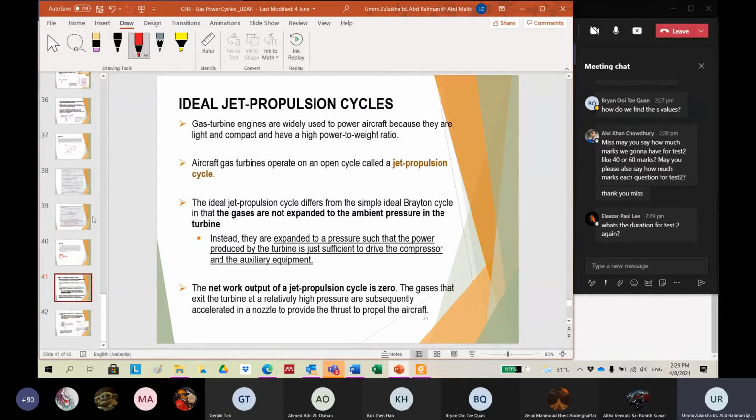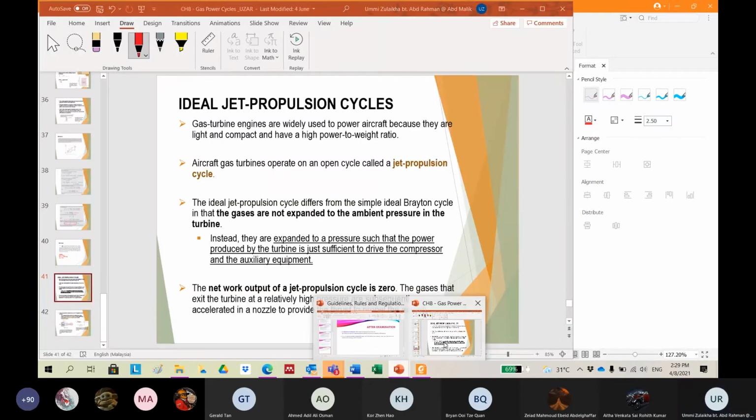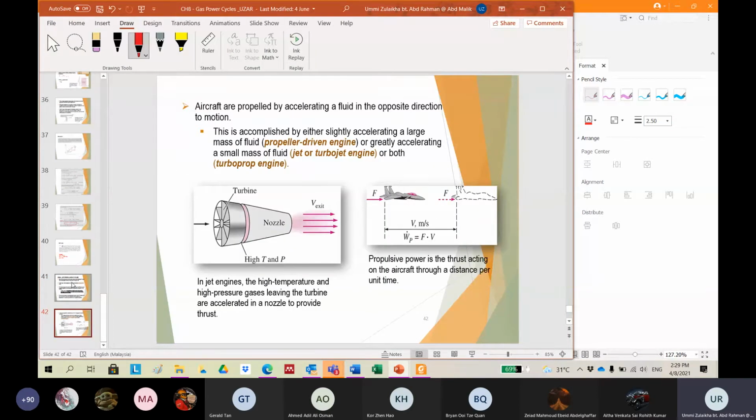Wait. Okay, so for this Brayton cycle, I would like to inform you, because I already prepared the questions for your test 2. Apart from the calculation, because this is an ideal cycle, maybe I can push up to 15 marks for the calculation part, whereby the remaining 5 marks come from the last 2 slides here. Therefore, I will be requiring you to at least study these two last slides.